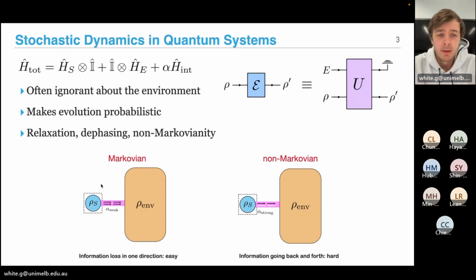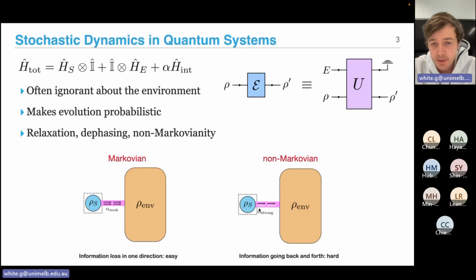As a simple understanding of these two regimes, if you have a weak coupling to a relatively large dissipative environment, then you essentially get the loss of information, the dissipation of information in one direction. This is easy to describe from a dynamical viewpoint because you only need to describe how the system evolves as a function of time and what information is leaking out to the environment. So it's not ideal, but it's easy to get a handle on.